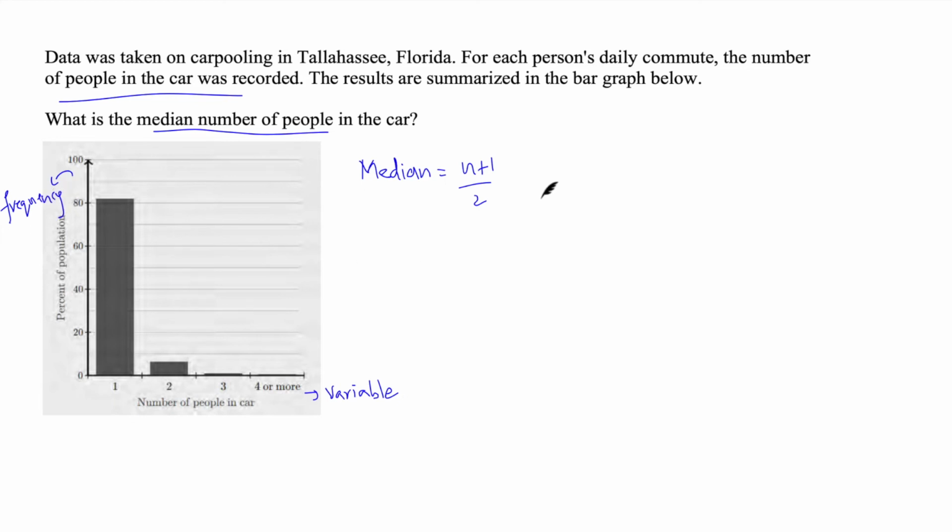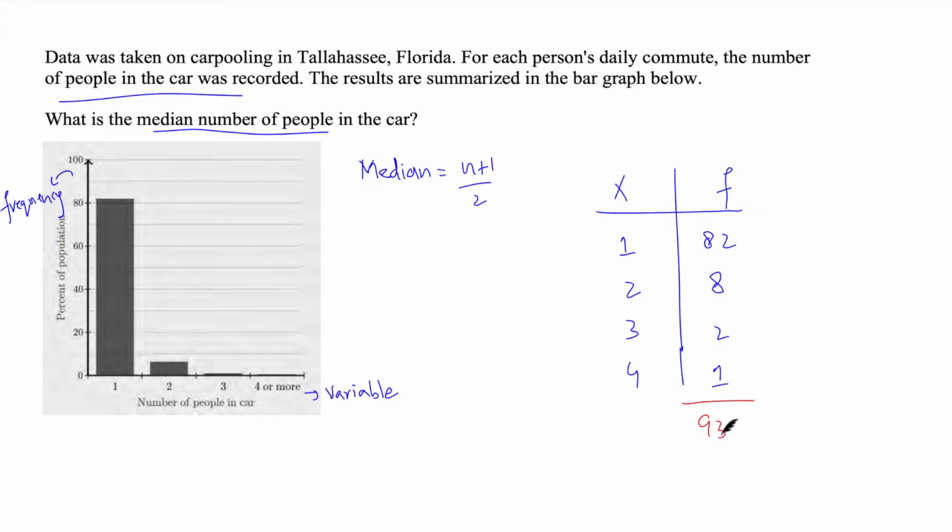So if I make a table of x and frequency, let's see what we get. The number 1 is occurring how many times? Let's say 82 times. Number 2 is occurring, let's say, 8 times. Number 3 is occurring, let's say, 2 times, and number 4 is occurring 1 time. So this is our total frequency. Add these up: 82 plus 8 is 90, 92, 93. This is the total frequency that we have.